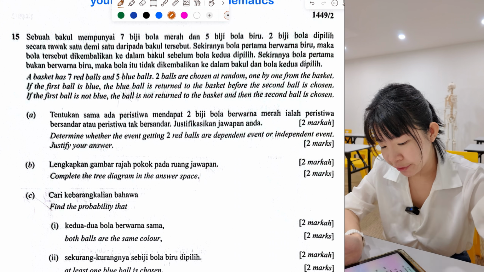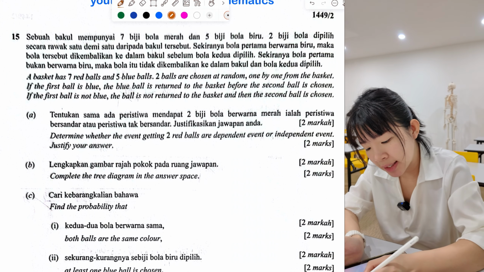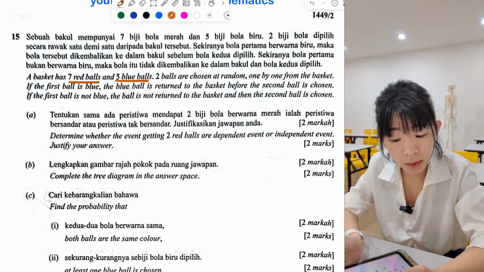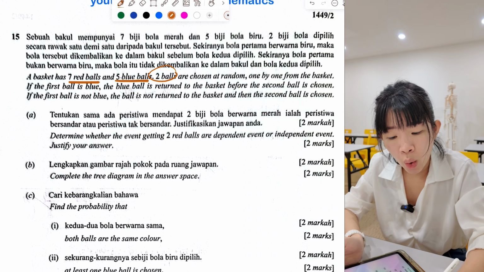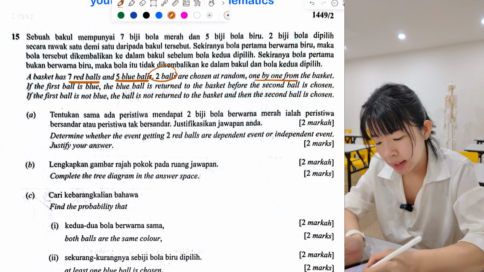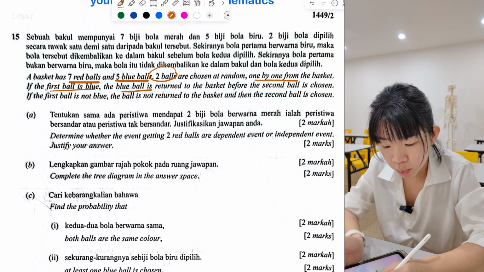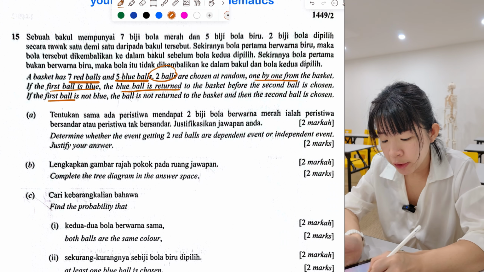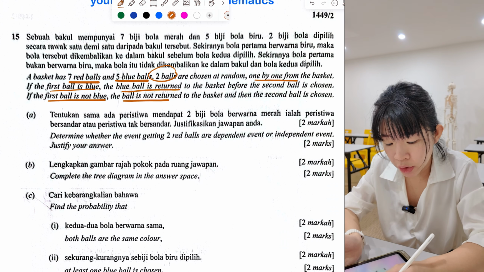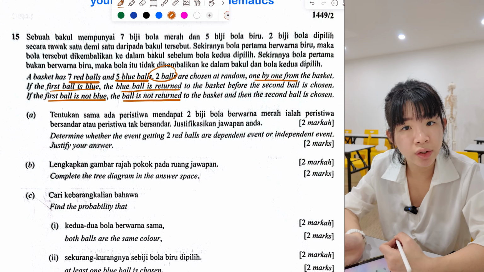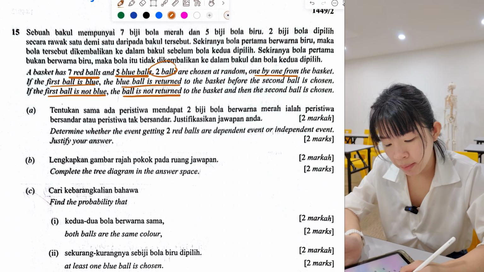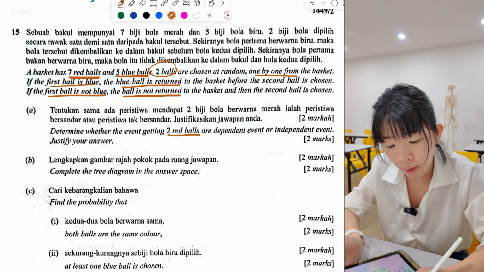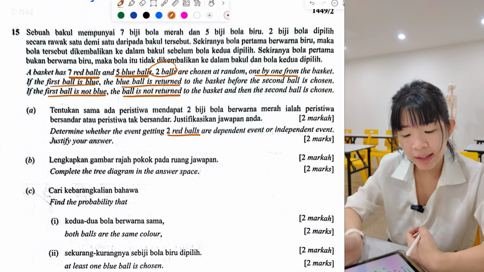Okay, let's look at question 15, probability. A basket has 7 red balls and 5 blue balls, so total 12 balls. 2 balls are chosen at random, one by one from the basket. If the first ball is blue, then the blue ball is returned before the second ball is chosen. But if the first ball is not blue, then the ball is not returned, then the second ball is chosen. So got condition. Determine whether the event getting 2 red balls are dependent event or independent event.